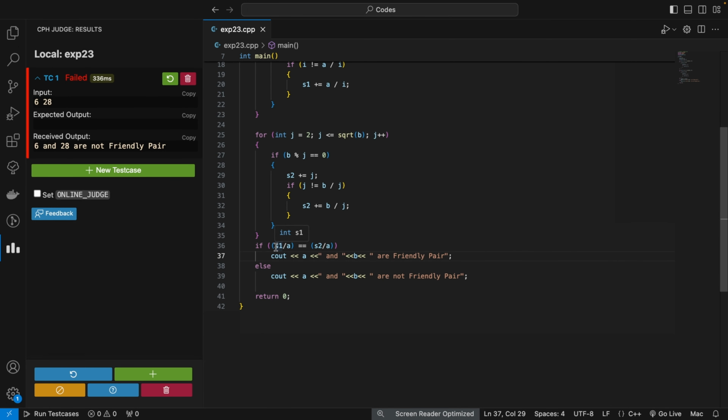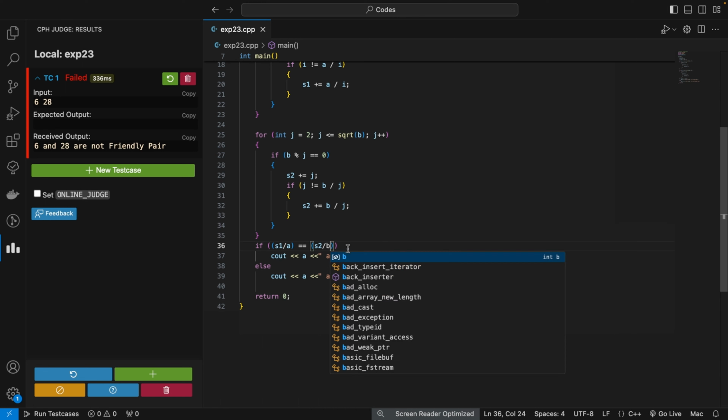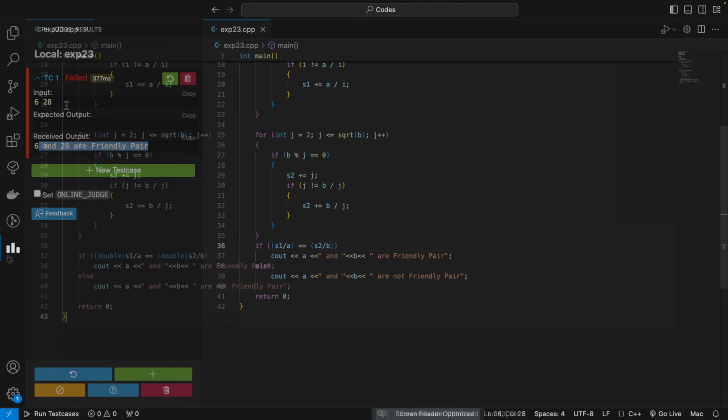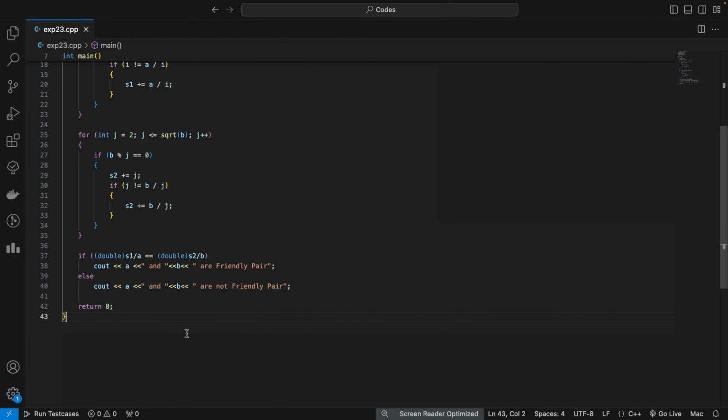Okay, what's the problem? S1 divided by a is equal, here I will have to write s2 divided by b. If this is the case, then both numbers are friendly pair. If you run it, it will give 6 and 28 are friendly pair. Okay, so I was doing some debugging.